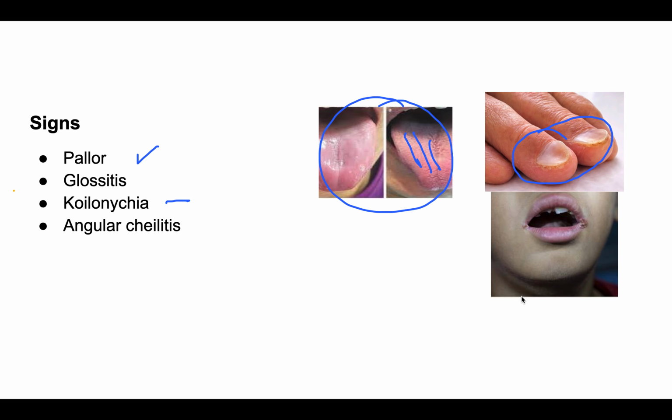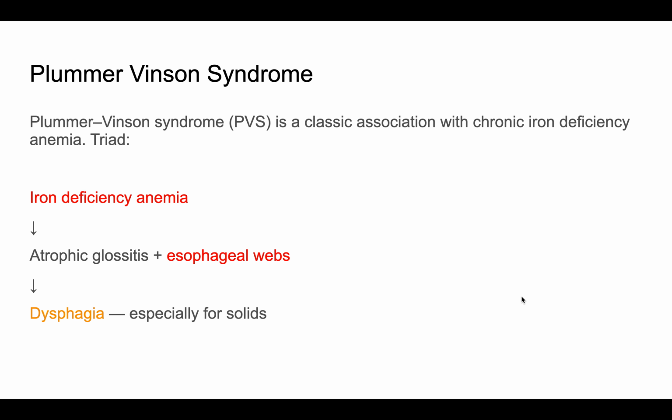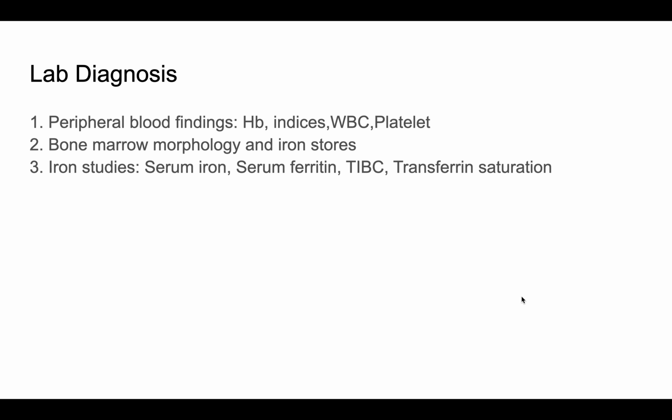Koilonychia is spoon shaped nails. You have concavity to the nails. Then angular cheilitis can be there, can be some amount of dryness along the angles of the mouth. These are the signs of iron deficiency anemia, mostly present in severe type of anemia.